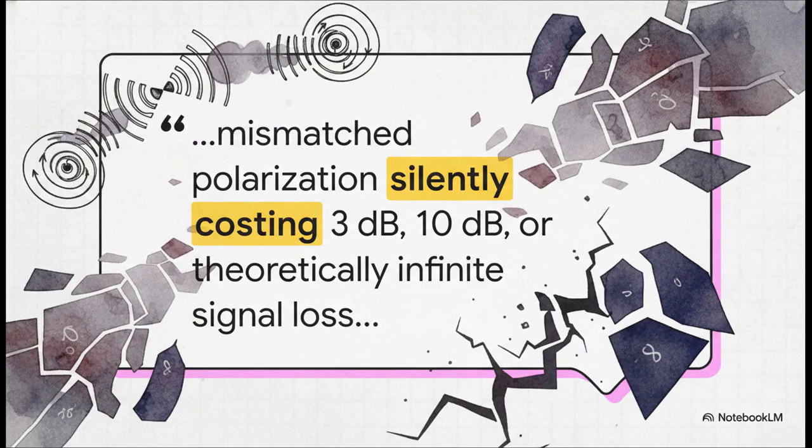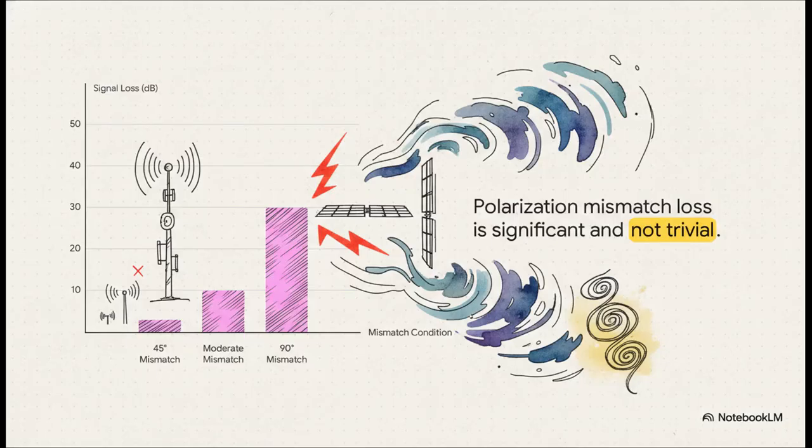And this is why it's so critical. A mismatch can quietly eat up 3 dB of your signal. That's literally half your power just gone. Or it could be 10 dB, which means 90% of your power vanishes. And in a perfect mismatch, the loss is theoretically infinite. These are huge numbers. This chart really puts it into perspective. A 45-degree mismatch, something that can happen so easily just by how an antenna is oriented, boom, you've lost 3 dB. But a 90-degree mismatch, say trying to receive a horizontal signal with a vertical antenna, you could be looking at a devastating 20 to 40 dB of loss. The takeaway here is simple. This stuff really, really matters.